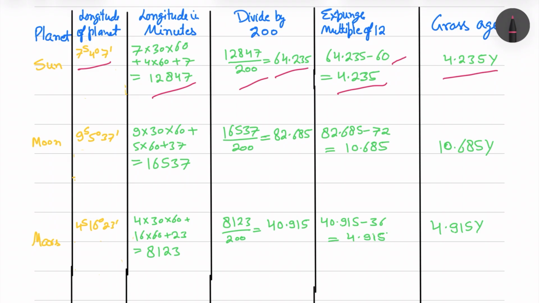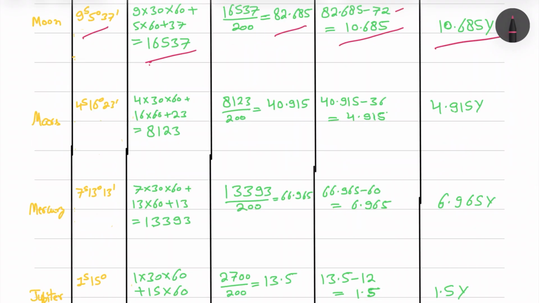Similarly, Moon is 9 signs 5 degrees 37 arc minutes. So we convert it, we receive 16,537. If we divide it by 200, we receive 82.685. Again, it is greater than 12, so we expel the multiple of 12 from it. So we subtract 72, then we are getting 10.685. So Moon contributes 10.685 years. Mars is 4 signs 16 degrees 23 arc minutes. We convert it, we receive 8123. We divide it by 200, we receive 40.915. We subtract 36 because it is 12 into 3 and we receive 4.915 years for Mars.